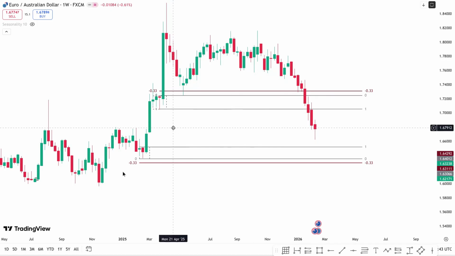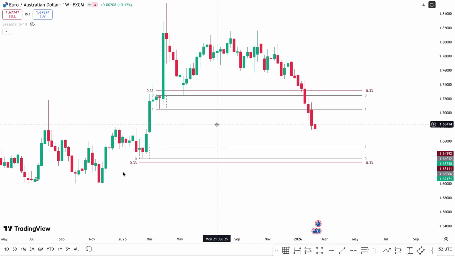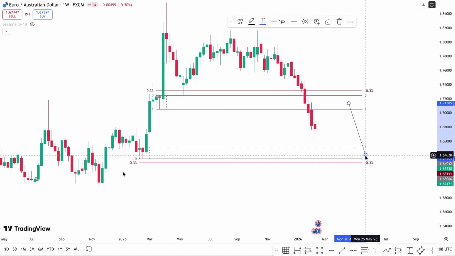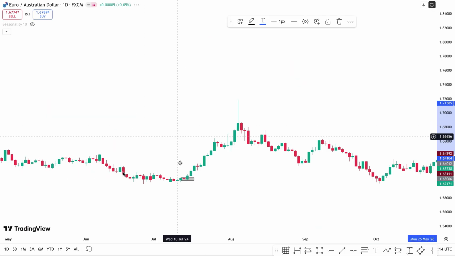So from the weekly time frame, we will be looking at this. We'll be interested in this supply zone here. Once the market rallies into this supply zone, I'll be looking to short the market back to the downside. So let's look at the daily time frame.